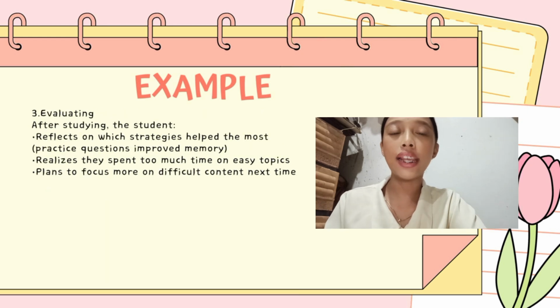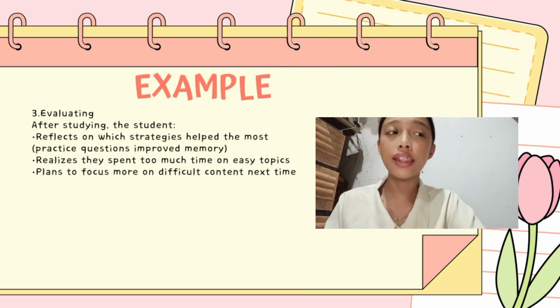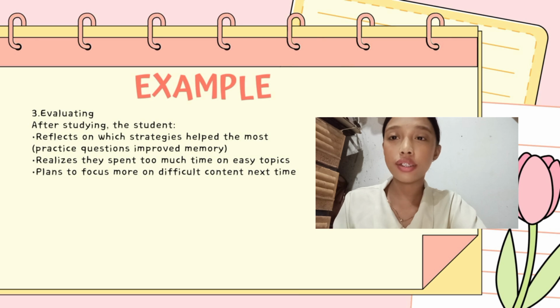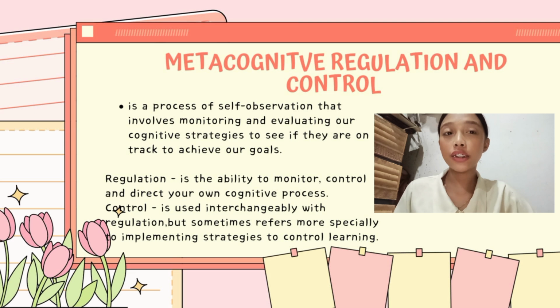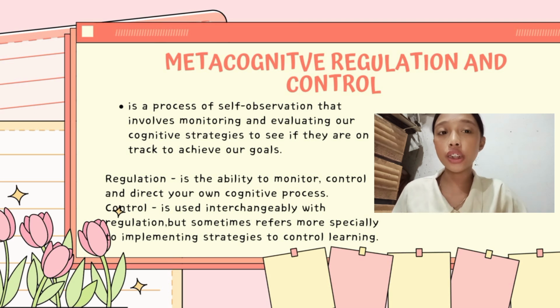Then sa evaluating, they assess their performance and think about how to improve. Sa example, the student is regulating their thinking by planning how to study, dayon monitoring their learning during the session, and then evaluating the effectiveness afterward. The next is metacognitive regulation and control. It is a process of self-observation that involves monitoring and evaluating cognitive strategies to see if they're on track to achieve our goals.